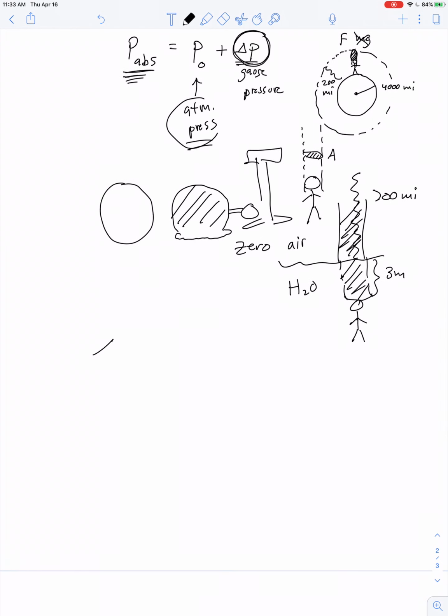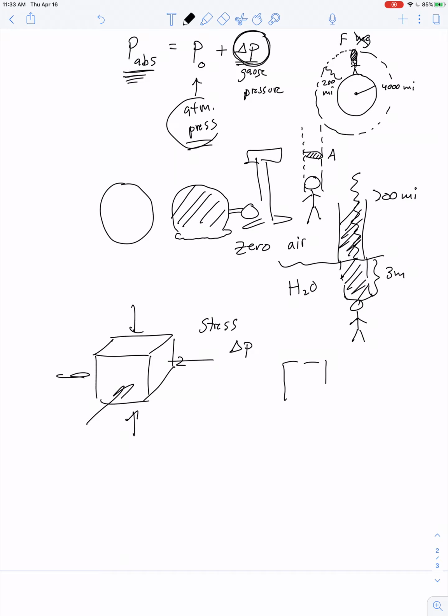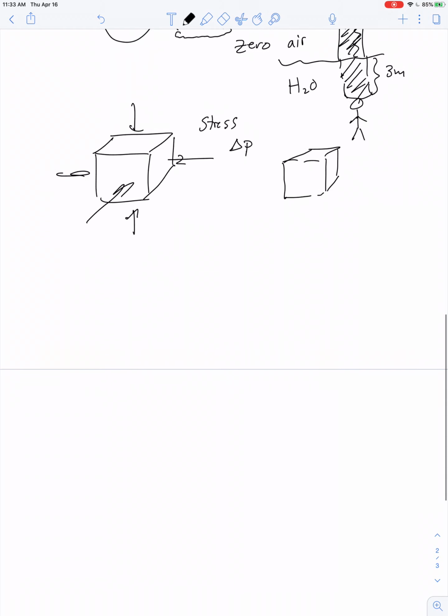And in the case of a cube, like Nerf material or sponge material that's been pushed on all sides, the stress is not the absolute pressure, it's just the increase in pressure beyond 1 atmosphere that causes it to have a deformation. And so the bulk modulus is expressed as the additional pressure compared to the fractional change or the percentage change in the volume.